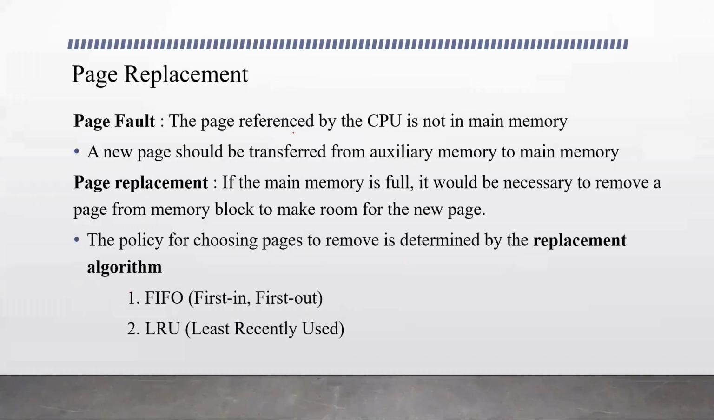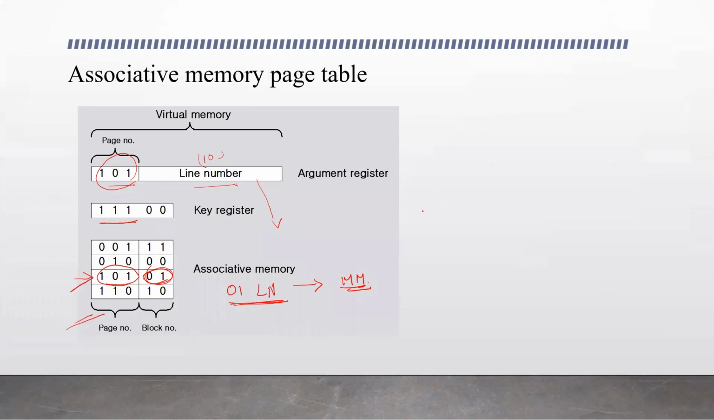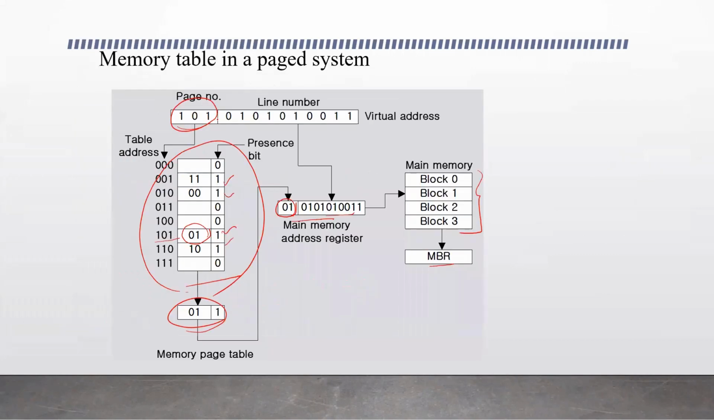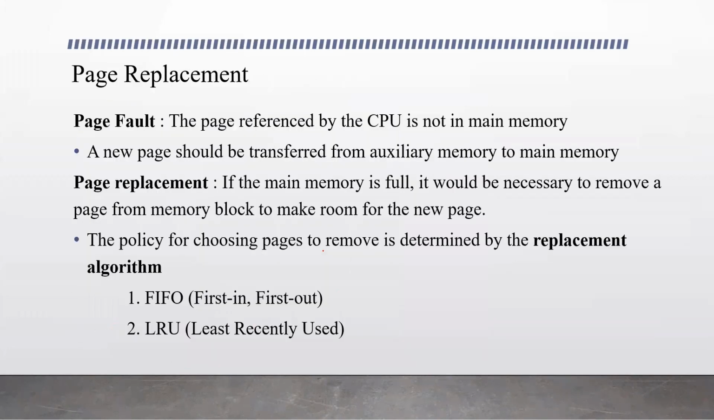The page referenced by the CPU is not available in main memory. For example, if the page number given by the CPU is 011, it is identified, but that page is not available in main memory. This condition is called page fault. So page fault is when the page referenced by the CPU is not in main memory.